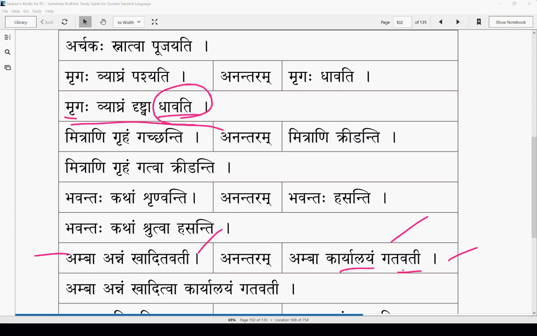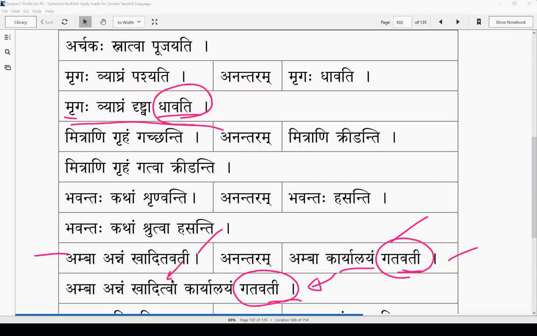So now, gatavati, we are using it here. And what is the tense of gatavati? Gatavati in itself doesn't have a tense because it is a namapadam. But we are using it in that sense because suppose we are adding here gatavati asit. So I'm assuming that asit is in the past tense. So amba annam khaditva karyalayam gatavati asti or asit.